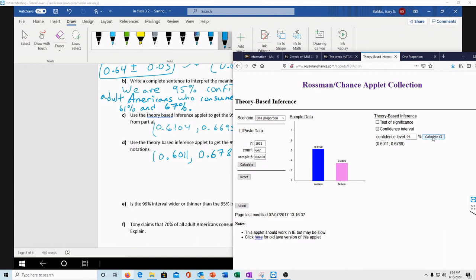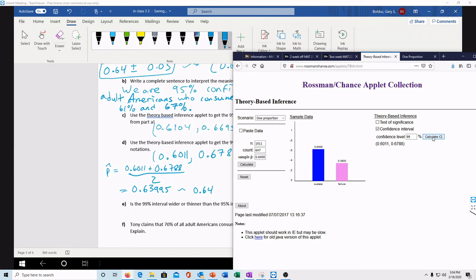This is good practice. Remember, we're trying to do stat plus or minus margin of error. So I'm going to find the middle number. P hat will be equal to, let's add these and divide. So let's plug that into our calculator. 0.6011 plus 0.6788 divided by 2 is 0.63995, which we'll just round to 0.64, which actually is our statistic.